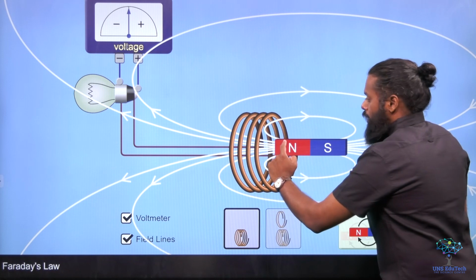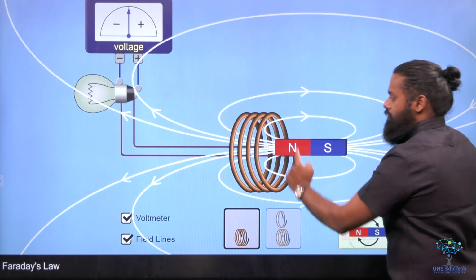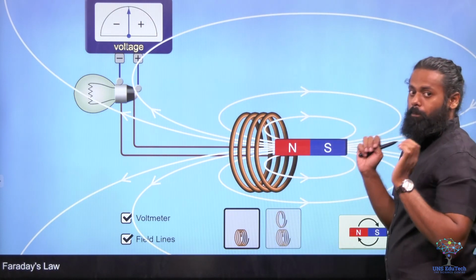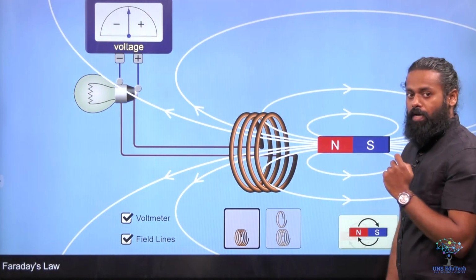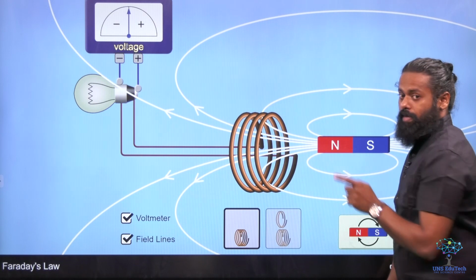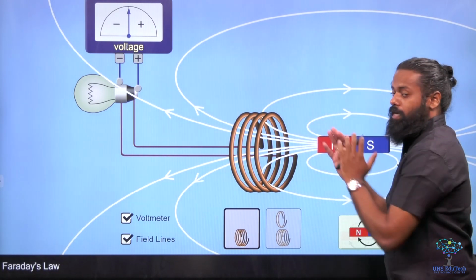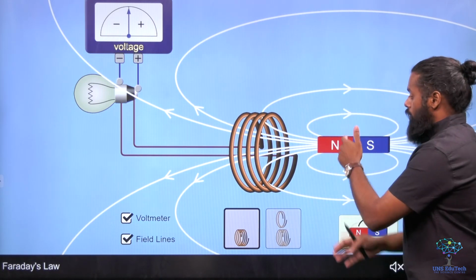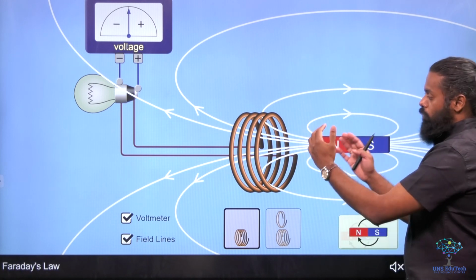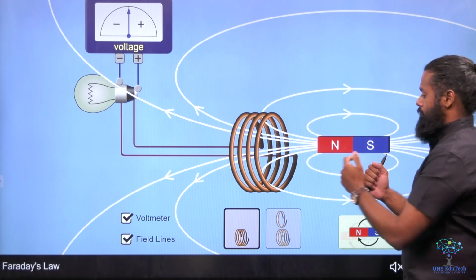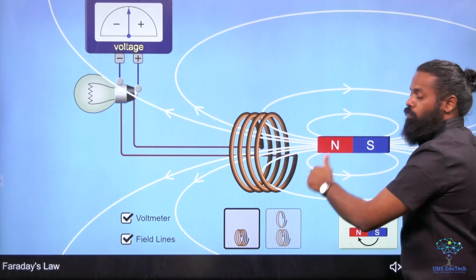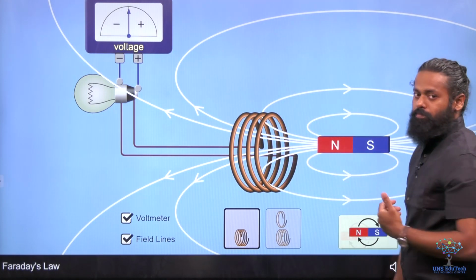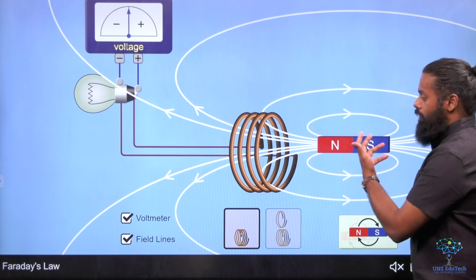The direction will be such that this side becomes a north pole and tries to repel the magnet. In the same way, if I try to remove this north pole from that location, the current direction will change and that side becomes a south pole when you are moving away. So that south pole will try to attract the magnet. This is why we say the direction of the current will always be opposite to the change of flux. This is called Lenz's law.